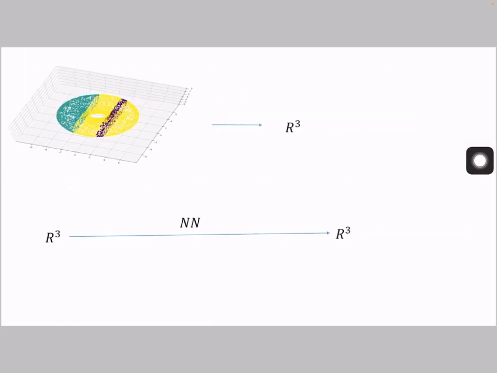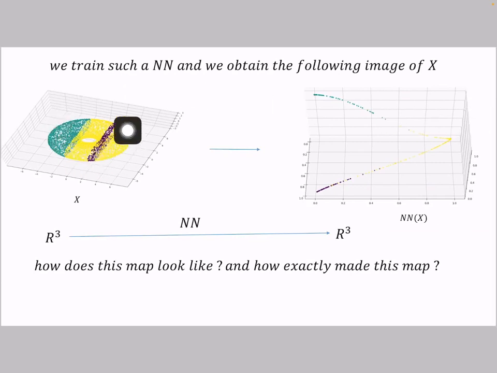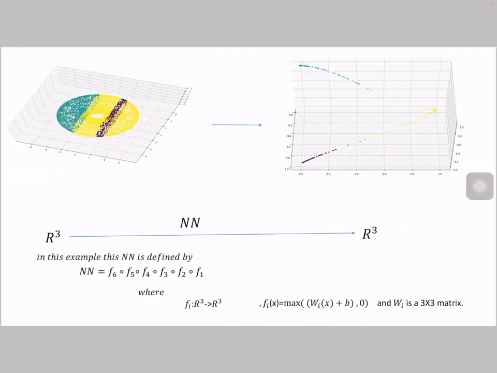The neural network that's going to act on this space is going to be from R3 to R3. So this is the input and this is the output, my domain and my codomain. After classification, this neural network maps this space here to this shape over here. The question is, how did that happen exactly? I'm going to go over the details right now.